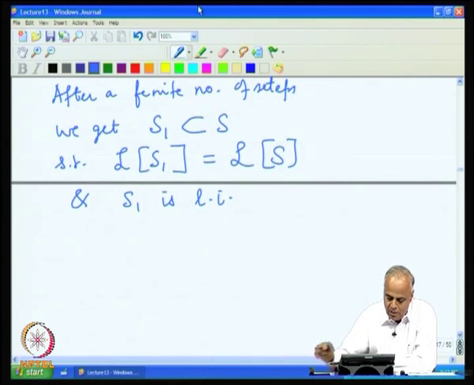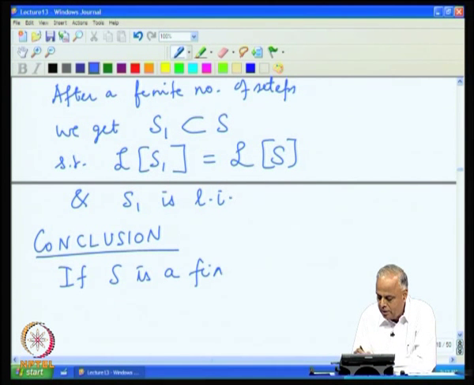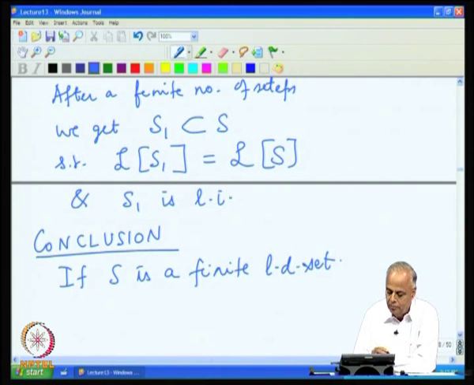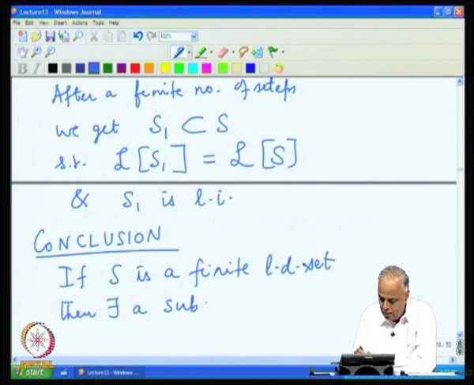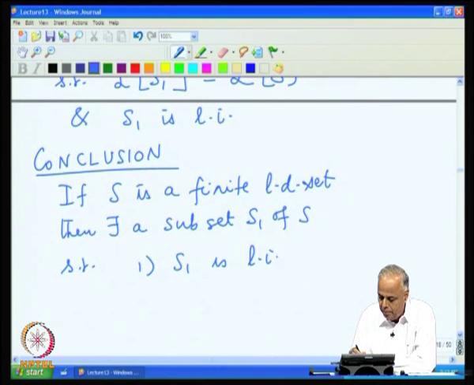So now let us summarize. Conclusion: if S is a finite linearly dependent set, then there exists a subset S1 of S such that S1 is linearly independent and S1 also spans the same as LS.